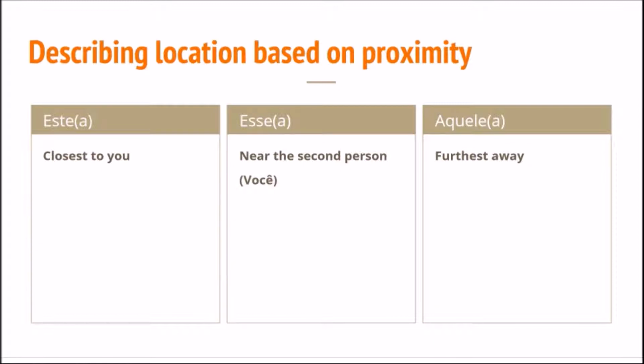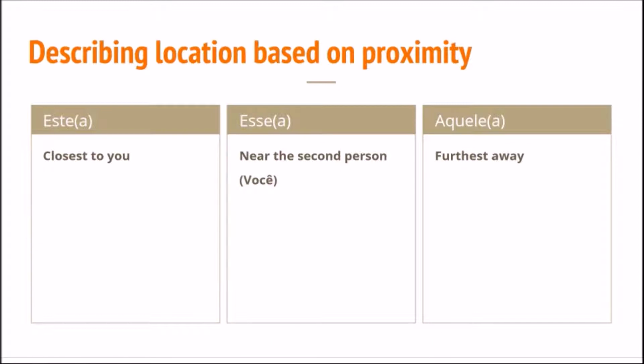So we're going to switch gears a little bit now. We're going to talk about describing some locations. So you see what I have, these little charts here. So este or esta, esse, essa, aquele, aquela. So the very first one is closest to you, right? So if you are at the table, right, and someone asks something of you, right, for a fork, a plate, whatever, right?